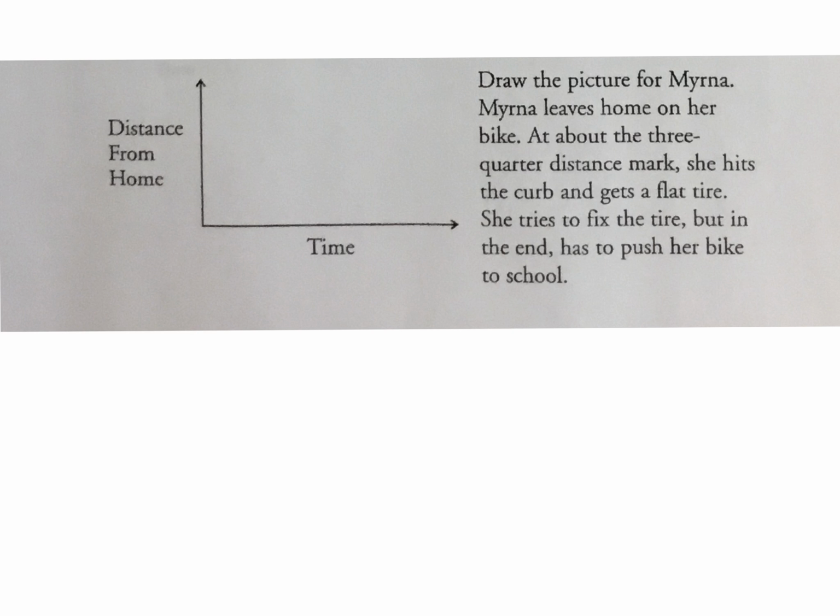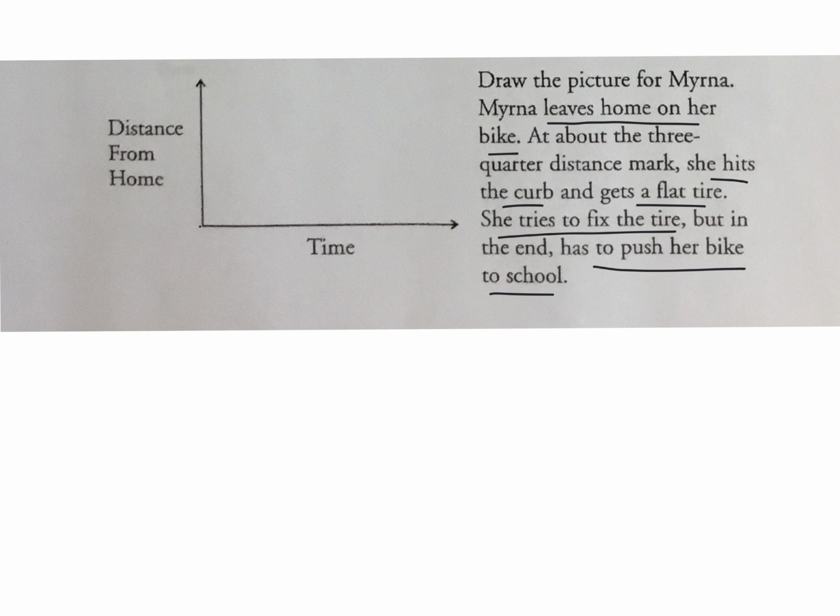Excellent. So it says, Myrna leaves home on her bike. Let's underline that. At about the 3/4 distance mark, she hits a curb and gets a flat tire. She tries to fix the tire. So is she moving or is she stopped here? She stopped. But in the end, she ends up having to push her bike to school. If she's pushing her bike to school, do you think she's going the same speed or is she going slower? Slower.